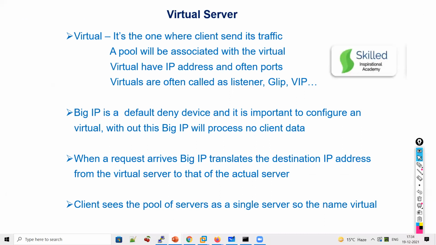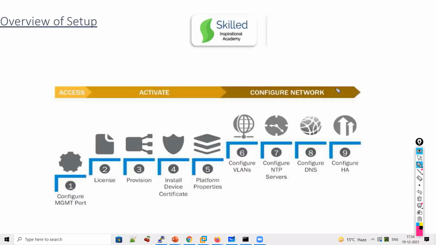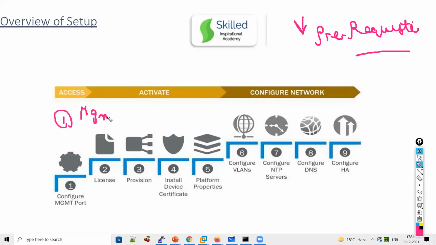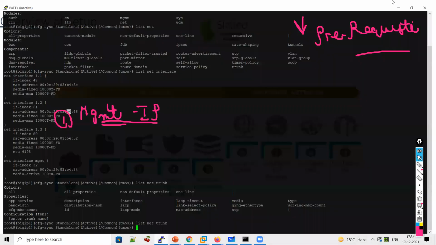So I'm coming to that point. How to deploy F5 from scratch? What are the prerequisites? First thing is you need to configure the management IP. So how to do that? Let's do it. I will go into PuTTY.